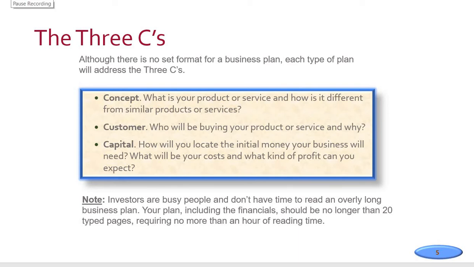To continue the discussion, sabi ko nga kanina, business plan, walang set na format yan. But your business plan should address the three C's of a business plan. Unang-una is the concept. What is your product or service and how is it different from similar products or services? Second is your customers. Who will be buying your products and services and why? Why did you consider them?